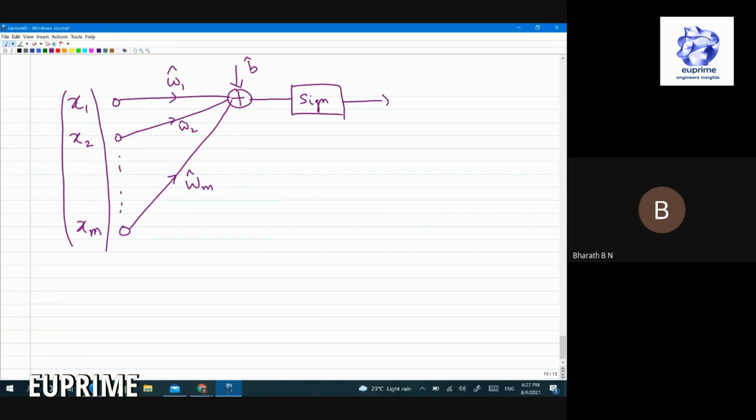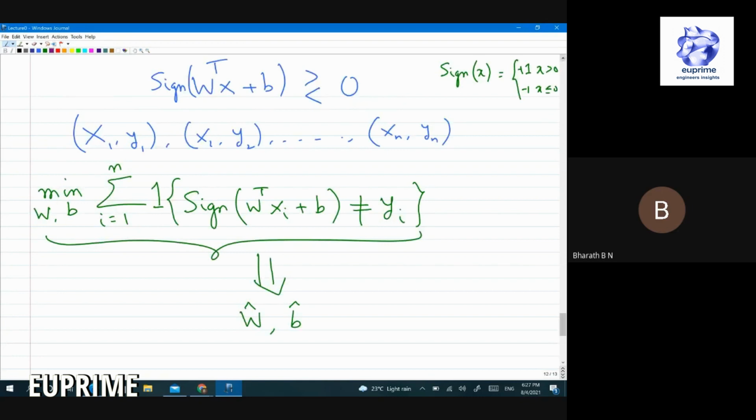So the problem is, you have to solve this problem: minimize the sum of indicators of sign. Sign is also a very bad function, right? It has abrupt jumps and all that. Indicator is equally bad. Now, if you have bad functions that you need to optimize over, then it's really not a good idea, right?